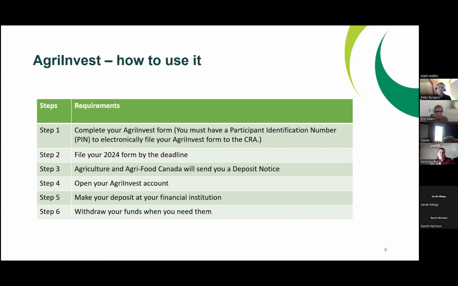One important note here is that when you do withdraw the money, the government portion is taxable at that time, and it's the government portion that comes out first.